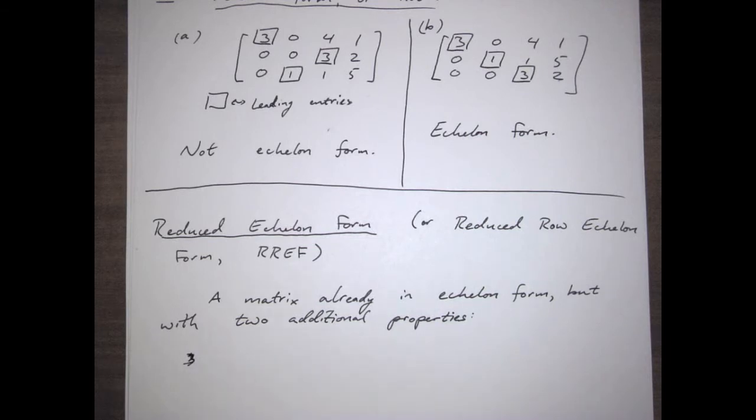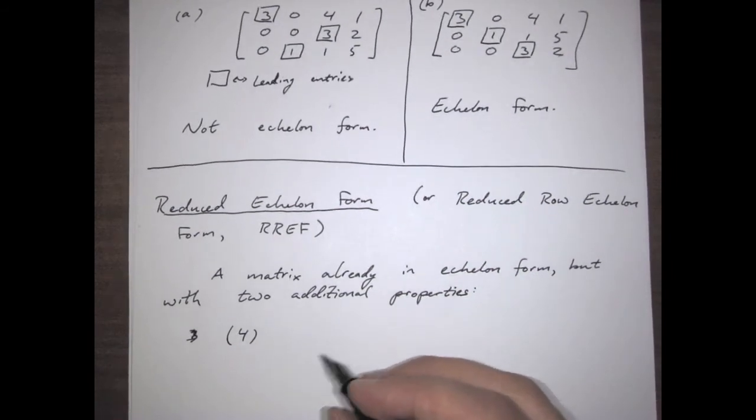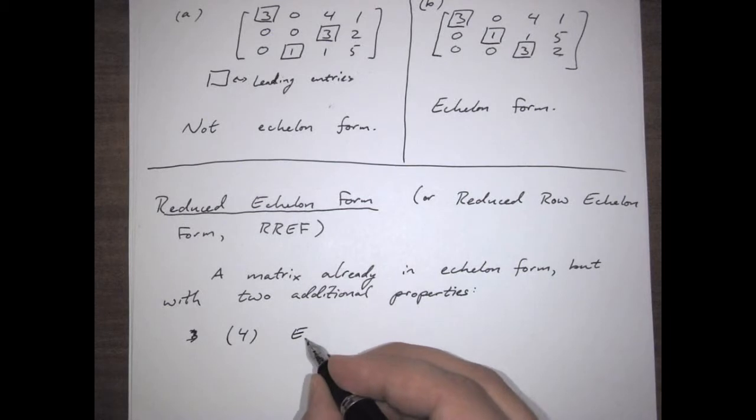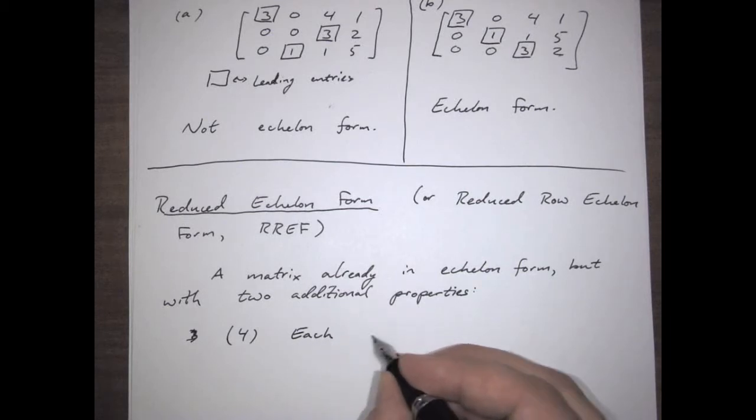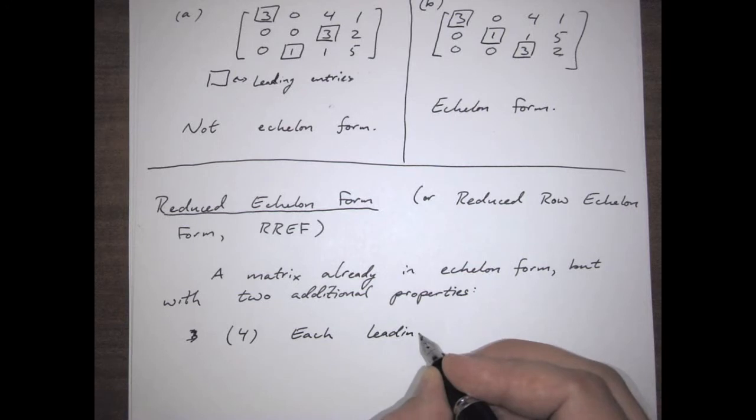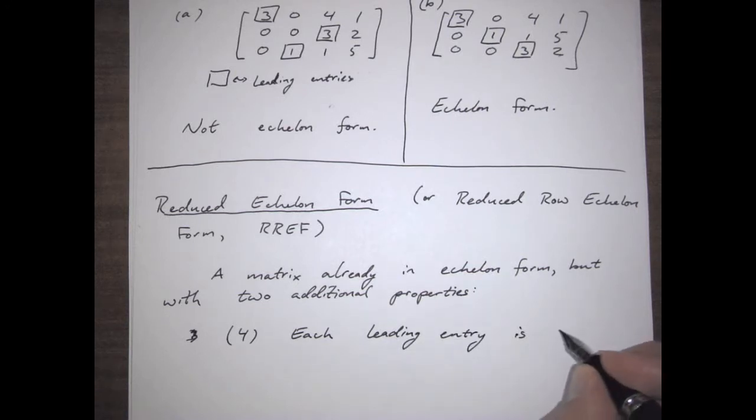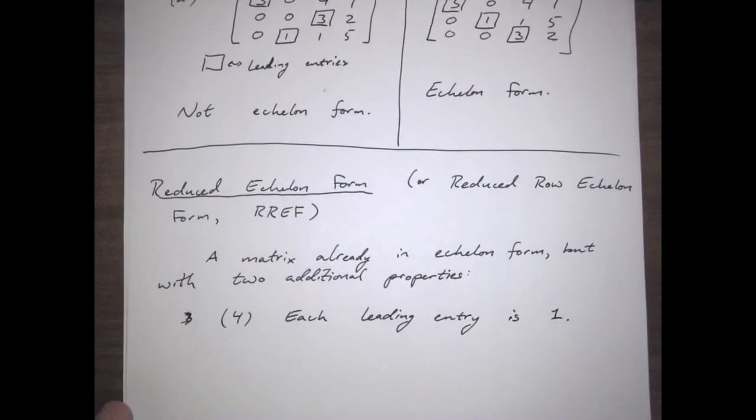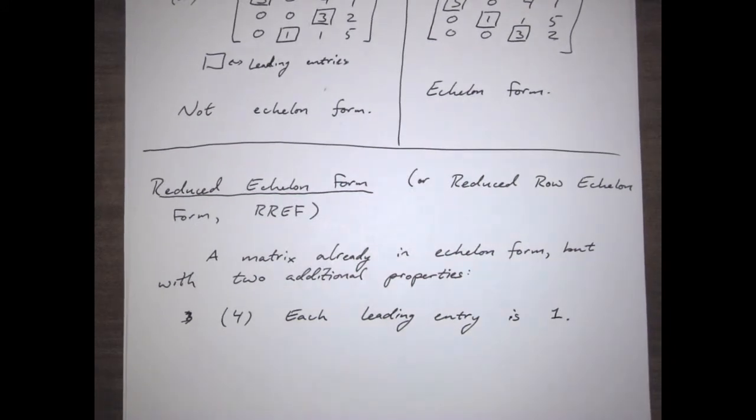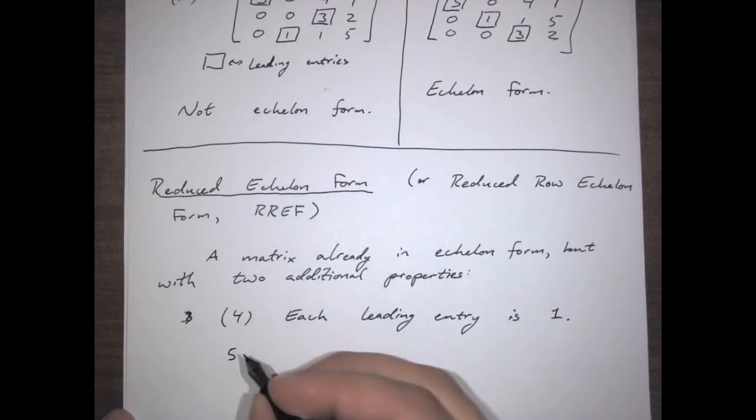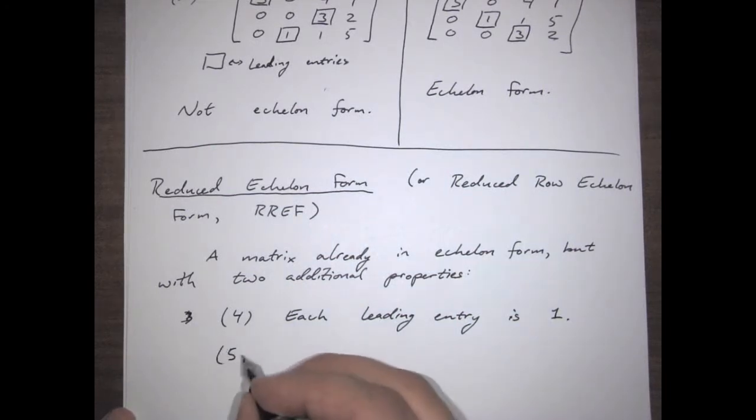So we already had three properties for echelon form, so then it's got those three properties plus two more. So property 4. Each leading entry is 1. So each leading entry is a 1. And these leading ones, we already know that they have only zeros beneath them, but they also have only zeros above them.